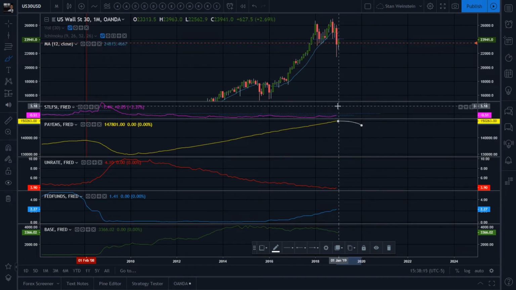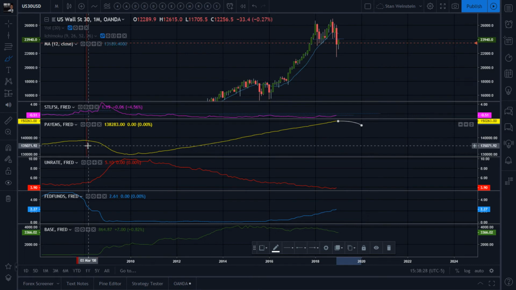Now we add the St. Louis financial stress index. If it goes up above these levels, we add the total non-farm payrolls. If it starts declining, that's really something we want to look at, because we've seen in the past the market has looked at that.